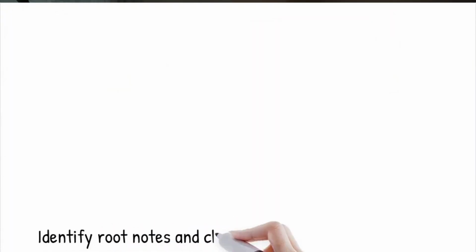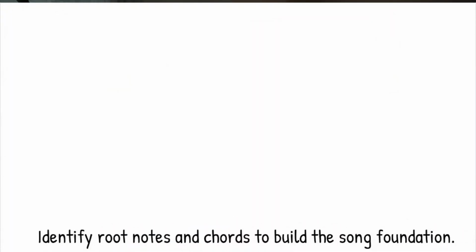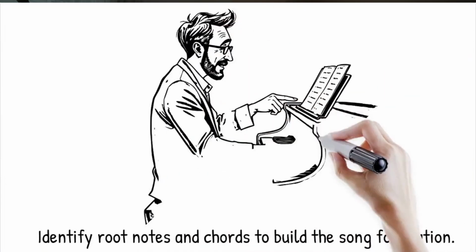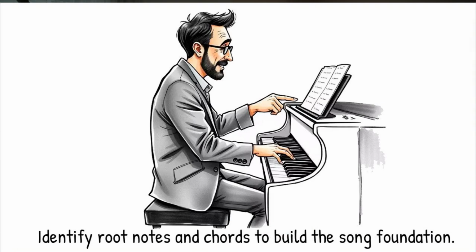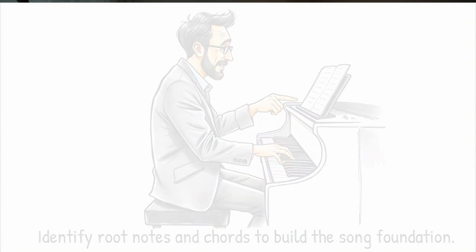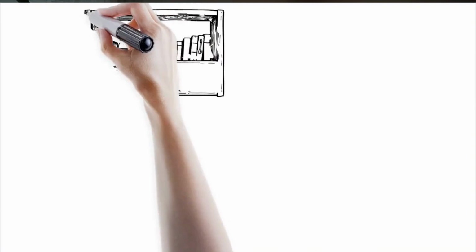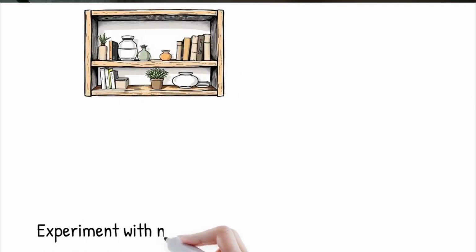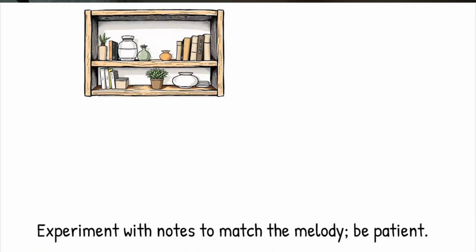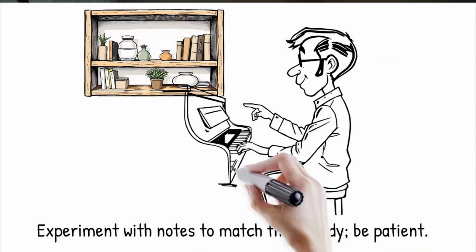Next, find the root notes, the very foundation of the song. These are usually the lowest notes and help you identify the chords being used. Once you've got your melody and root notes, it's time to sit at your piano and start experimenting. Play around with different notes until you match the sound of the melody. This process involves a lot of trial and error, so don't be discouraged if it doesn't come together immediately.